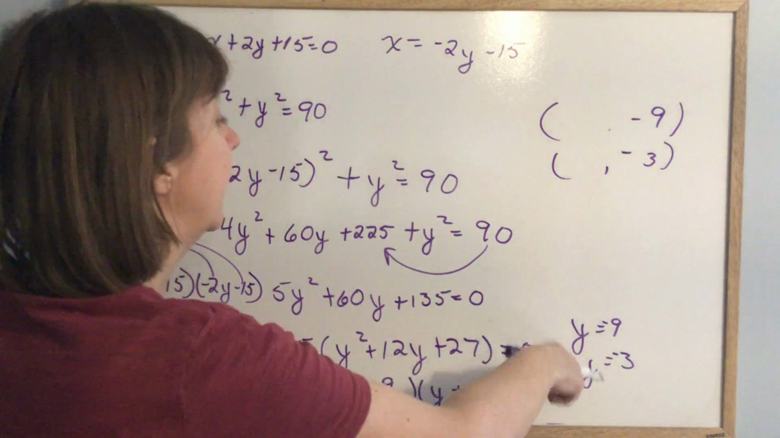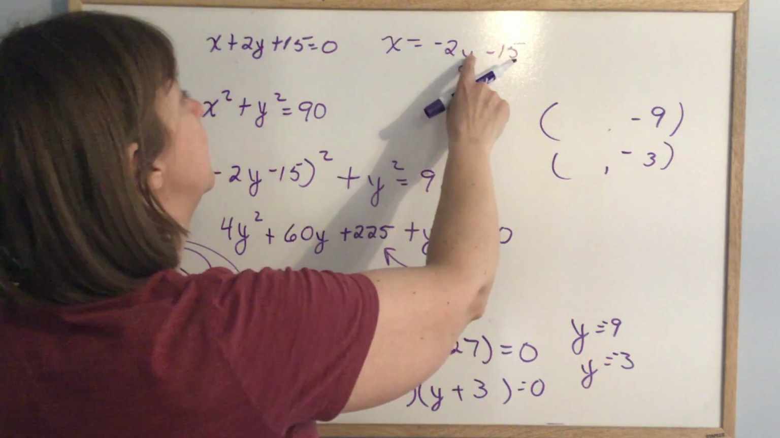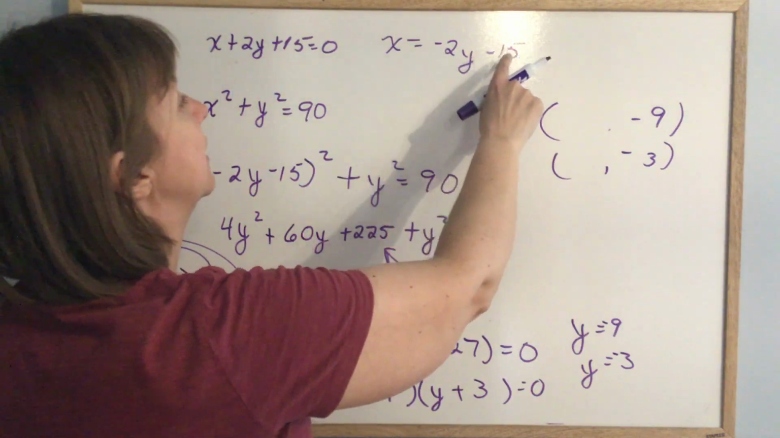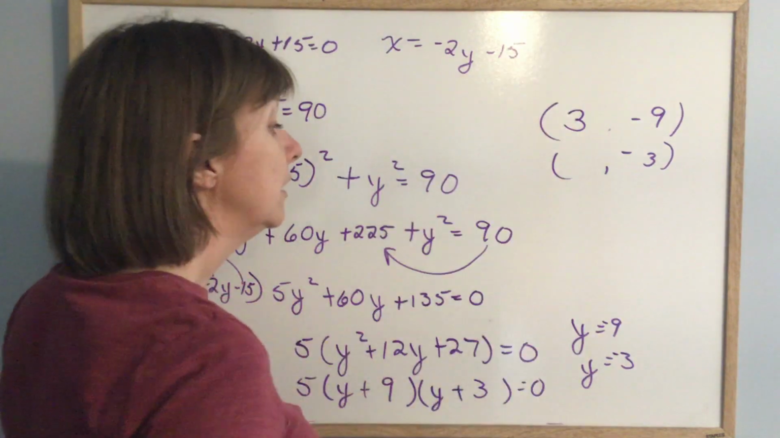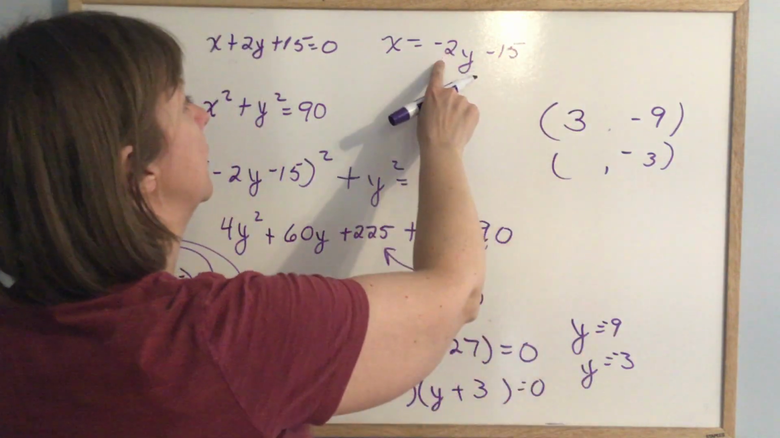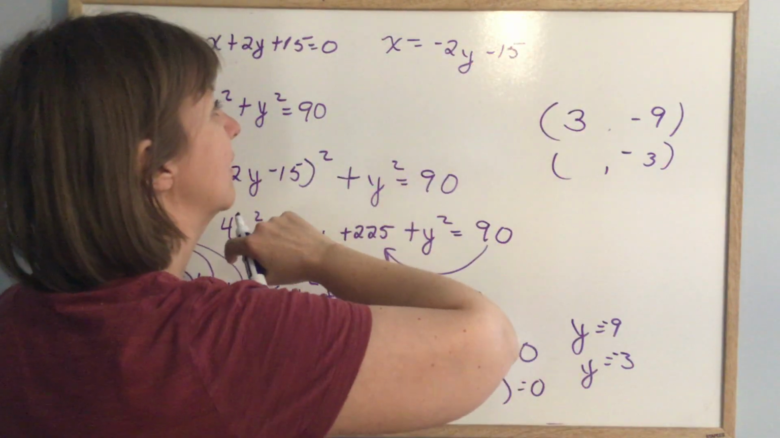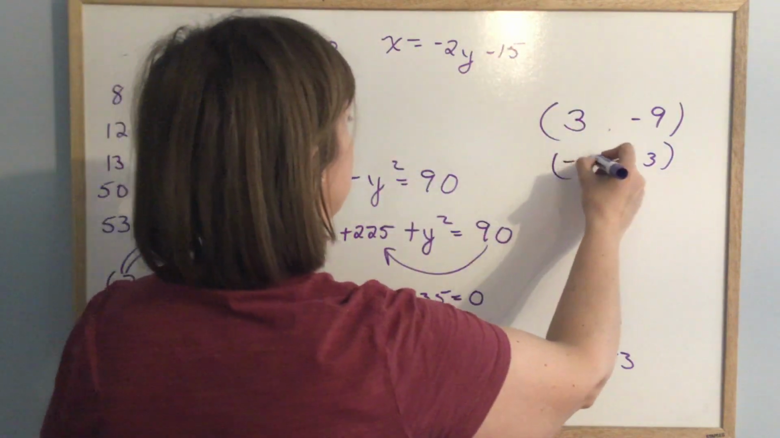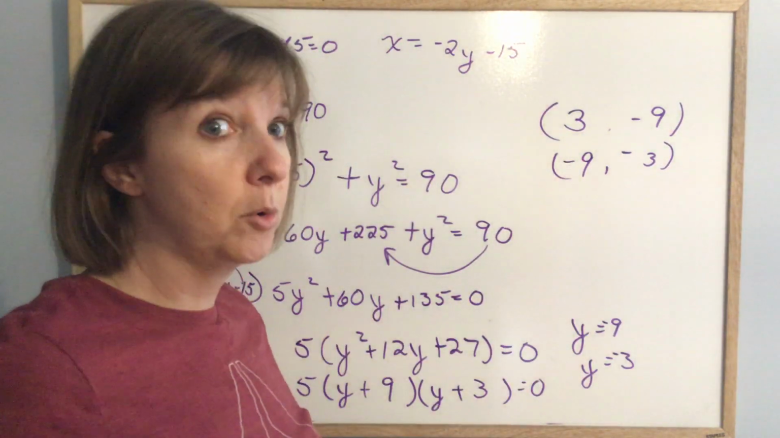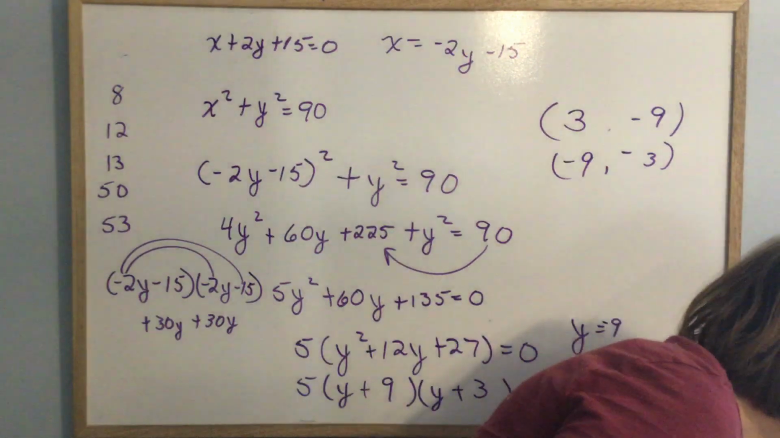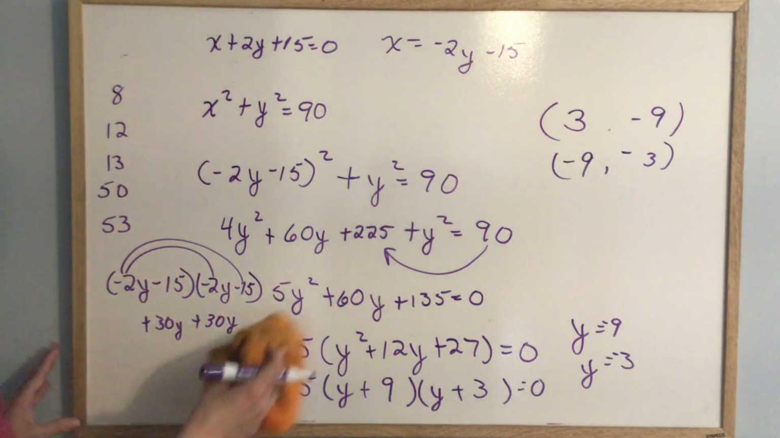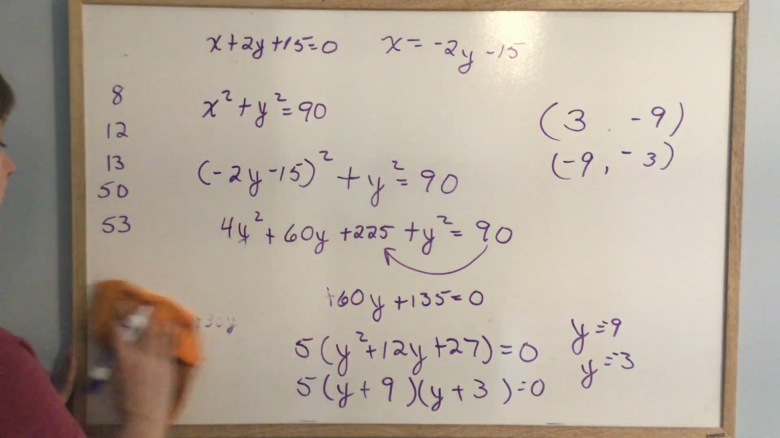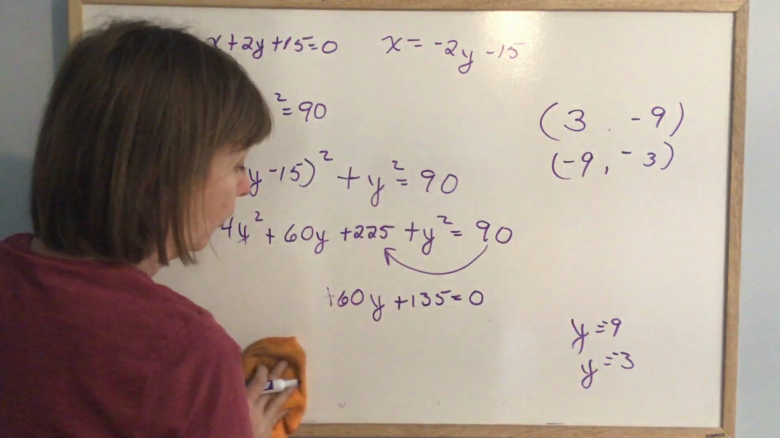So, if I do -9, -2 times -9 is 18, and 18 take away 15 is 3. And if I do -3, -2 times -3 is 6, and 6 take away 15 is -9. That makes more sense. All right, so all because of one little negative. Okay, so be careful of that. It's a reminder for me as well.